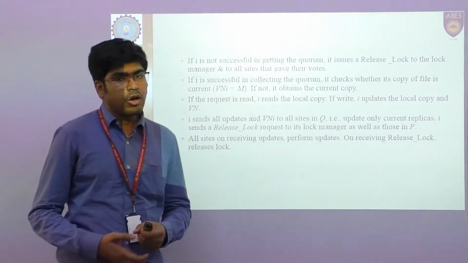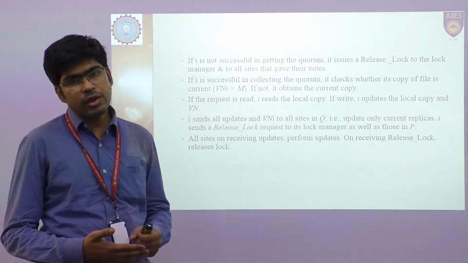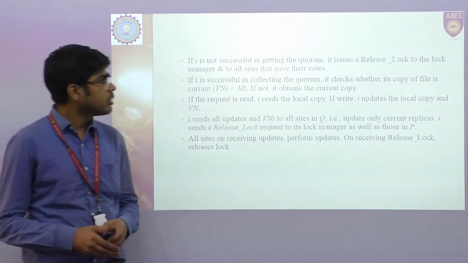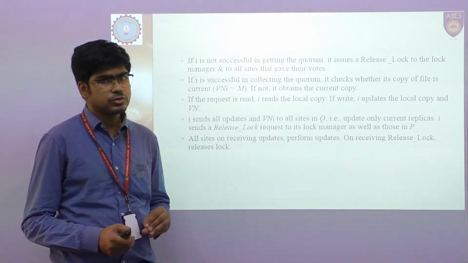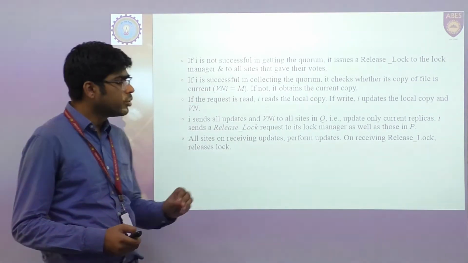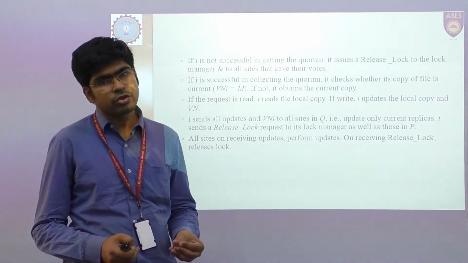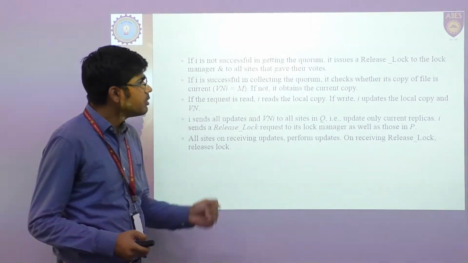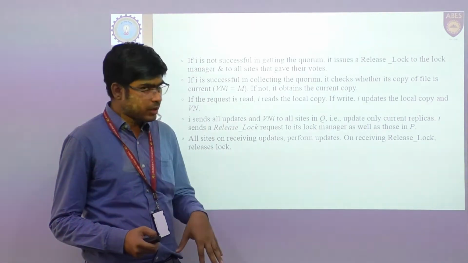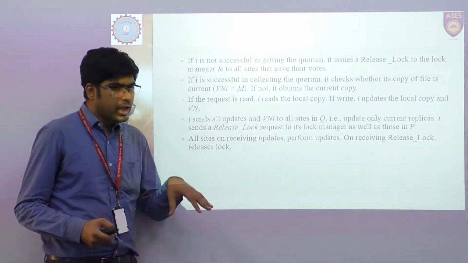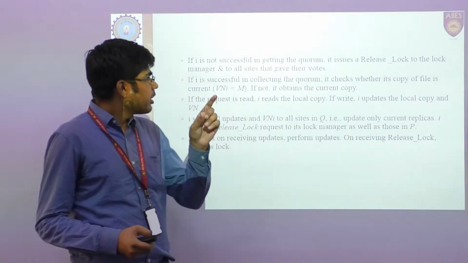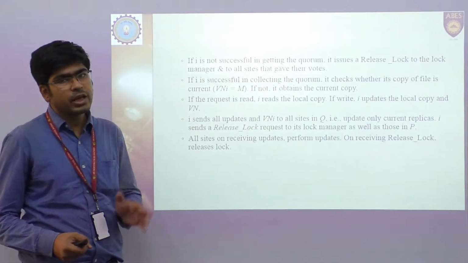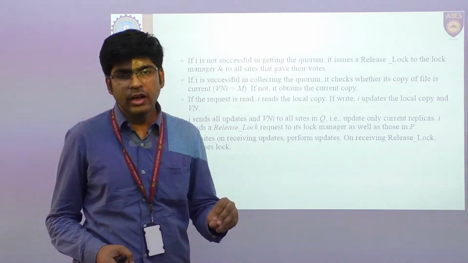Now there will be two scenarios. In the first scenario, the number of votes needed to reach the quorum is not met. In that case, you have to release the locks on all the resources. So site Si will release the locks on its own resource manager, and it will also return the votes to the particular sites. Those who have given a vote, it will also tell them that you have to release the locks.